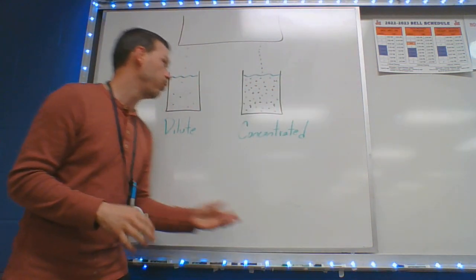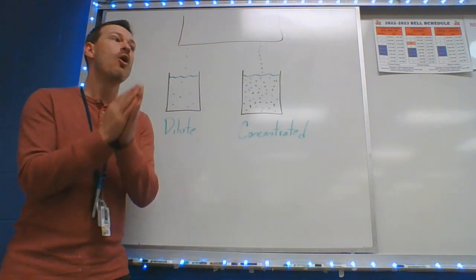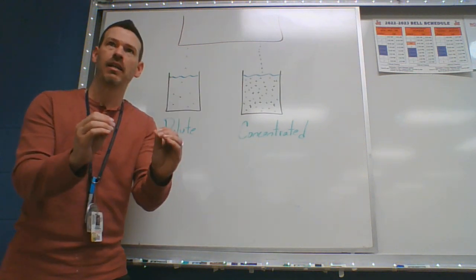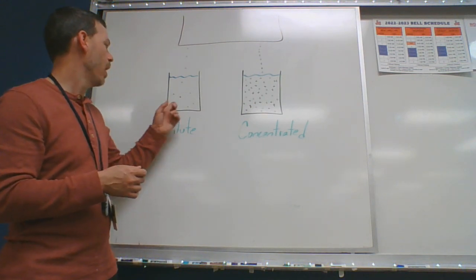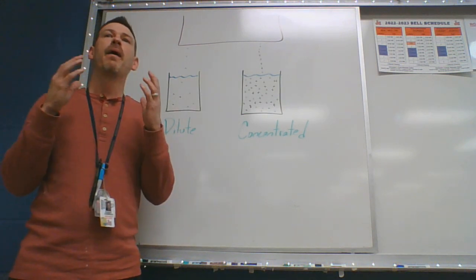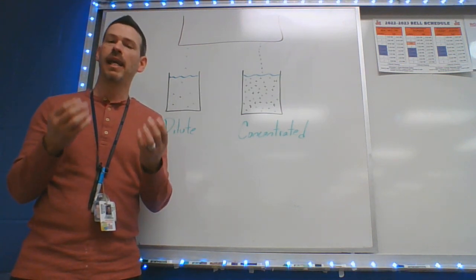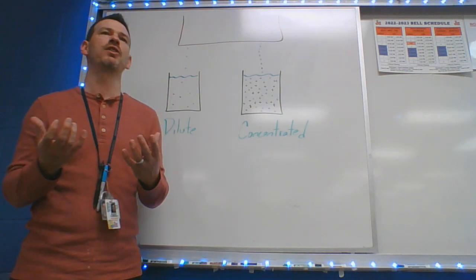But what I'm saying is, what if instead of saying this one's dilute and this one's concentrated, very general, we actually knew exactly how concentrated each one of them is? And what you would do is you would count the dots, not literally, but molarity is the numerical representation of how strong a solution is.